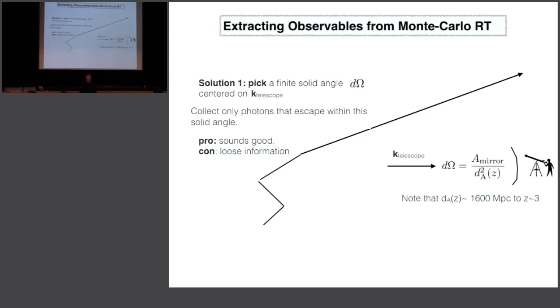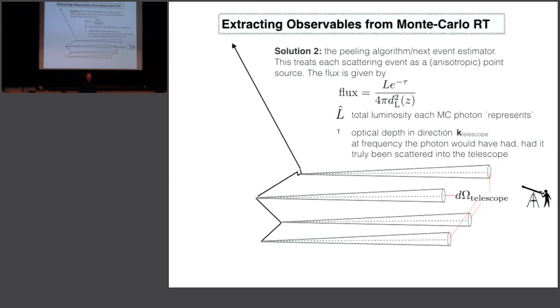Now the second solution, which I think is the appropriate one, was invented by Ulam and Metropolis. Well, it's not really classified, of course. This is known as the next event estimator or peeling algorithm. What you do in this way is actually pretty bizarre.